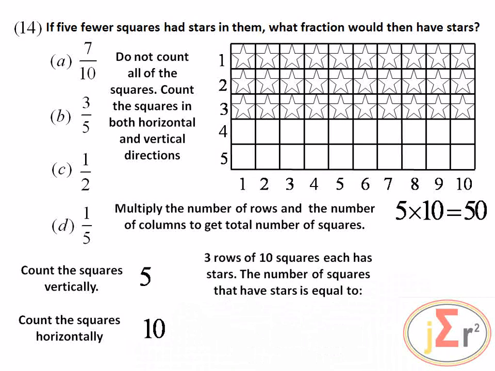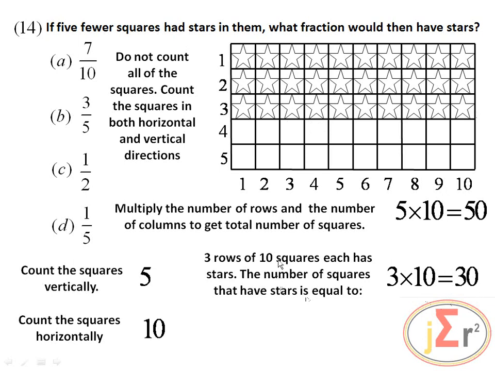3 rows of 10 squares each have stars. The number of squares that have stars is equal to 3 times 10 is equal to 30. Notice that we have how many have stars? 1, 2, 3. And we know that we have 10 of them across. Therefore, we know that we have 3 times 10, so it's 30.